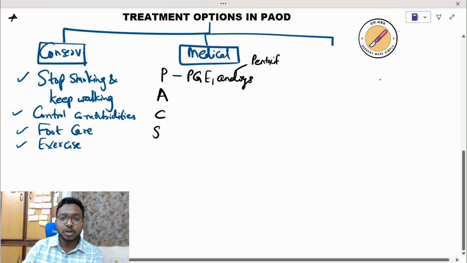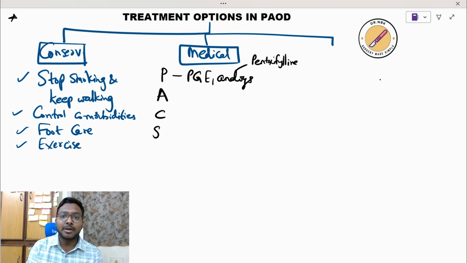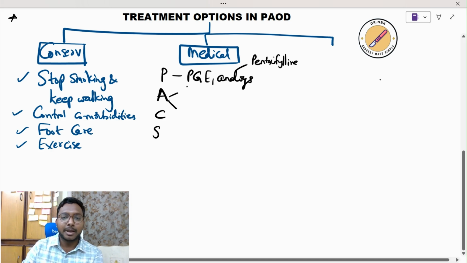What is the mechanism of action? It will reshape the RBC, and it will increase the flexibility of red blood cells, and the viscosity of the blood is reduced. So the circulation will be improved. That is the mechanism of action of pentoxifylline. A for analgesics, because the main patient comes with pain. So we are going with analgesics.